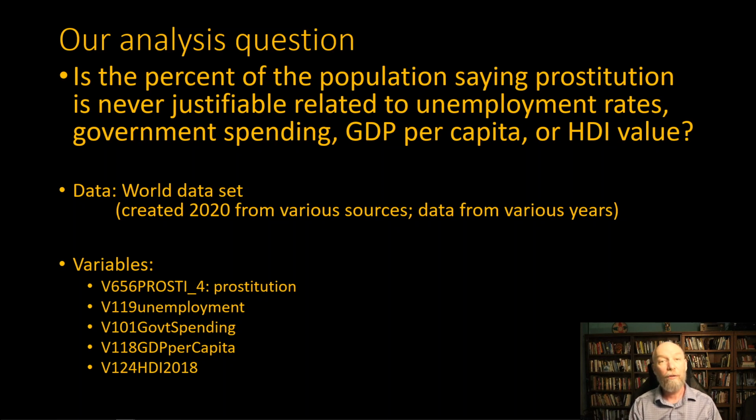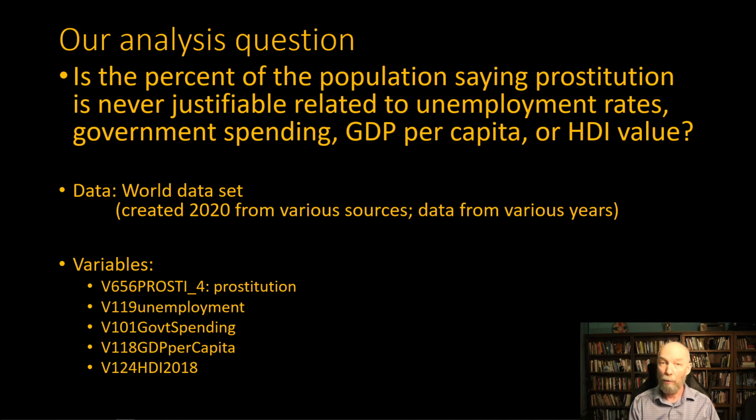Our analysis question this go around is about the percent of the population saying prostitution is never justifiable around countries of the world. This is from the World Values Survey, and so there were only about 30 or 40 countries that were actually surveyed and that we have data for. But we want to find out for those countries if the percent of the population saying prostitution is never justifiable is related to unemployment rates, government spending, GDP per capita, or the Human Development Index values. Some of these we have worked with before, some of them we have not in previous videos.